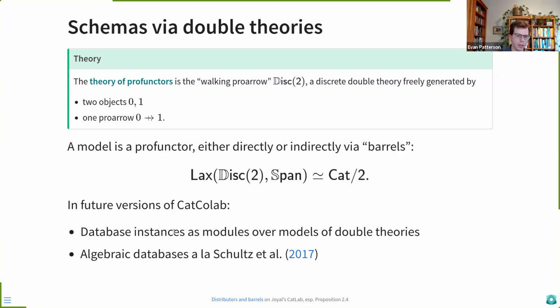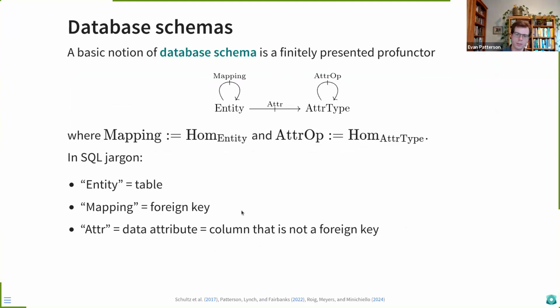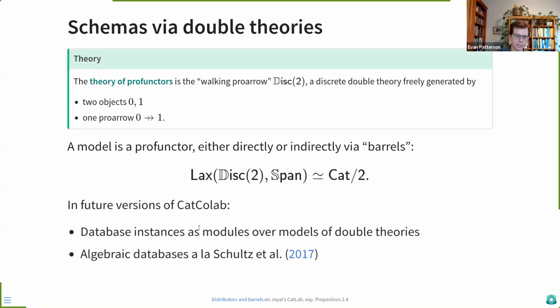There are also lots of ways to soup up this model, right? It's very natural to think that your attribute types will come with operations that are binary, for example, like you can concatenate two strings or multiply two numbers. And that's exactly the sort of structure that Schultz and Spivak and others introduce in their model of algebraic databases. That is the sort of thing that we could reproduce with a Cartesian double theory once we have that functionality available.